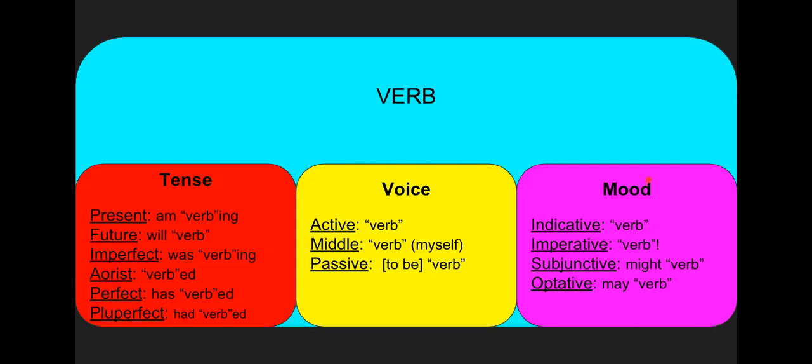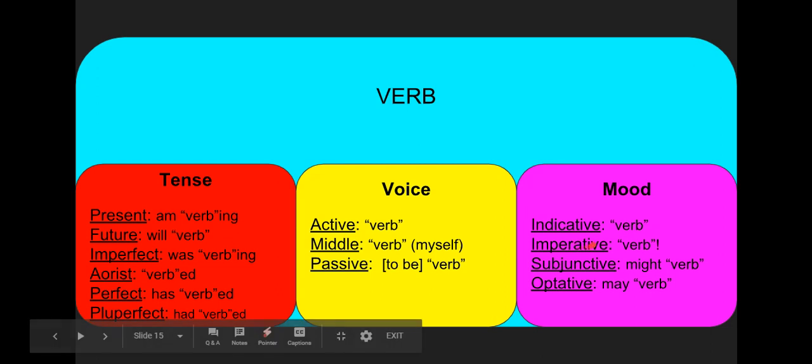The last thing here is mood, and this has to do with the certainty of the verb. The most certain is just stating a fact: John explained the love of God. Just stating a fact. He did it. Imperative: the action hasn't happened, but we're commanding it to happen. Explain the love of God.